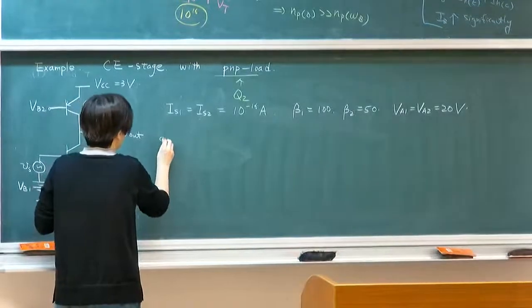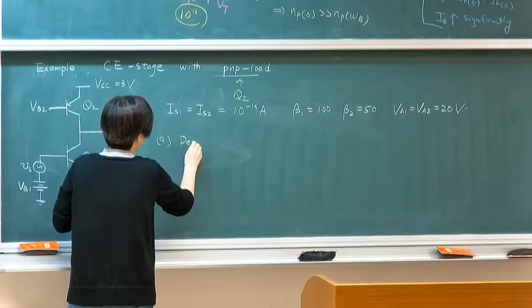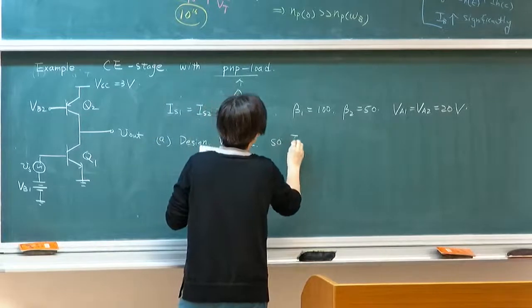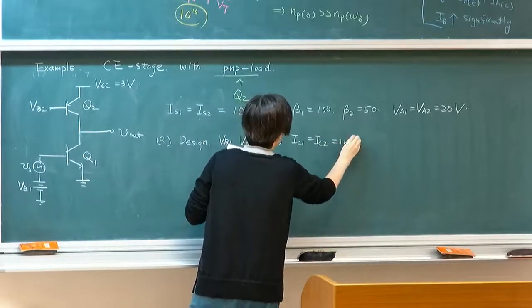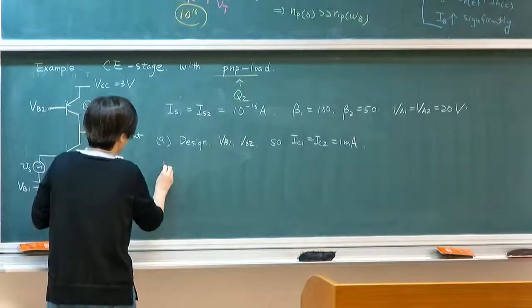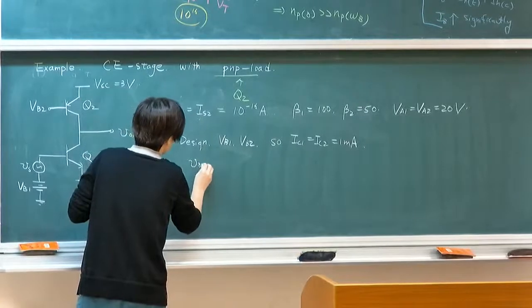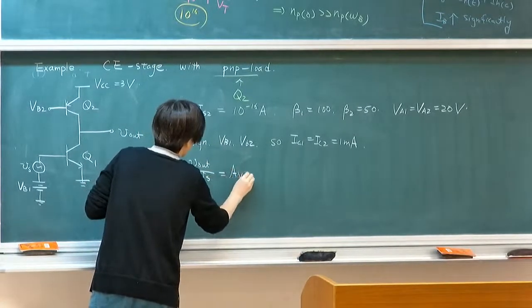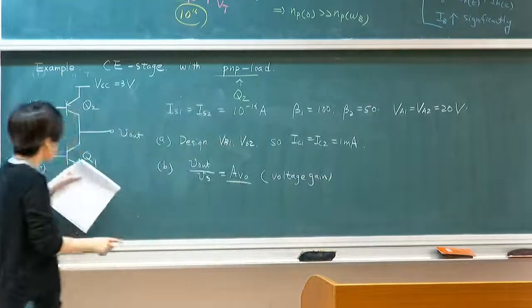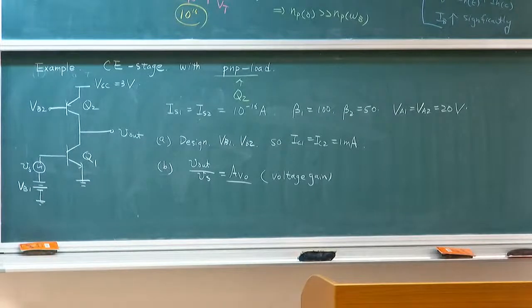So there's two things we want to find. I want you to design VB1, VB2. Determine VB1 and VB2 so that IC1 equals IC2 equals 1 milliamp. So you want to set your operating point or biasing current at 1 milliamp by adjusting these voltages. And it's supposed to be balanced. The top and the bottom should be balanced. And then, of course, the next thing we want to know is small signal. You want to know VL versus VS, which is the AVO, the voltage gain. Open circuit voltage gain. The O stands for open because we're not adding any loading to the circuit yet. Okay? So let's see how we approach this problem.